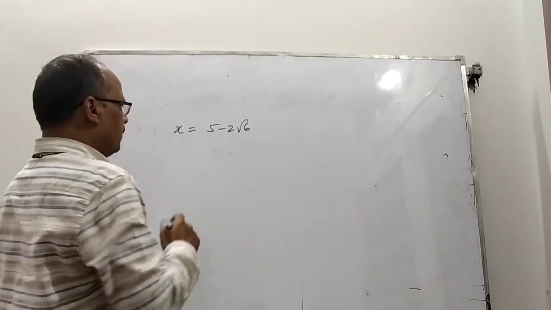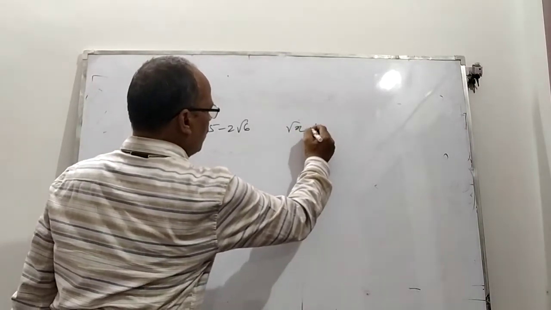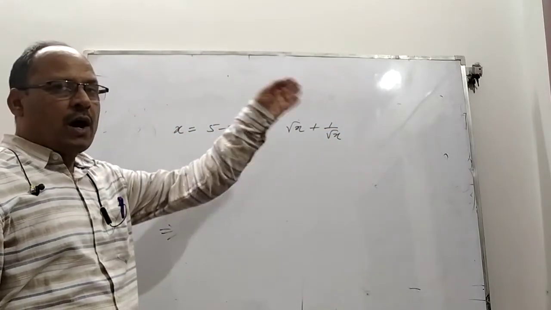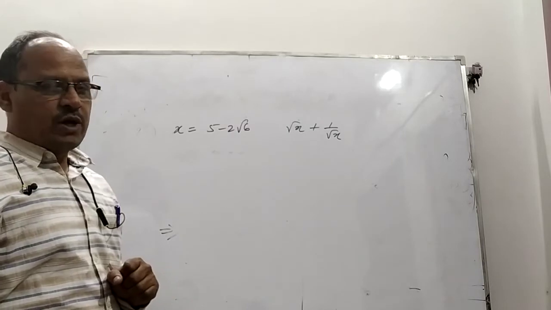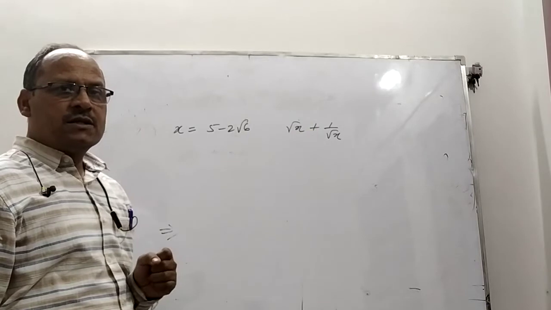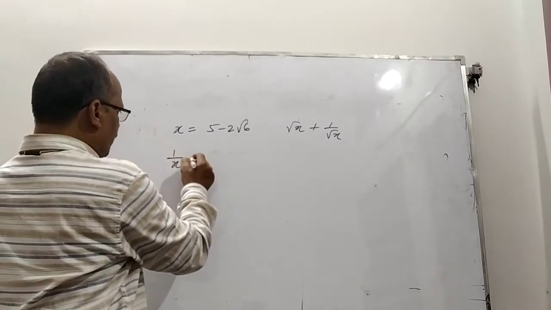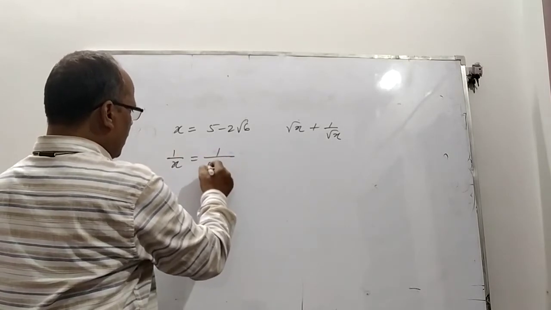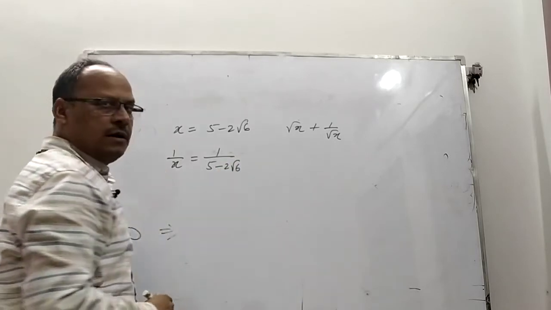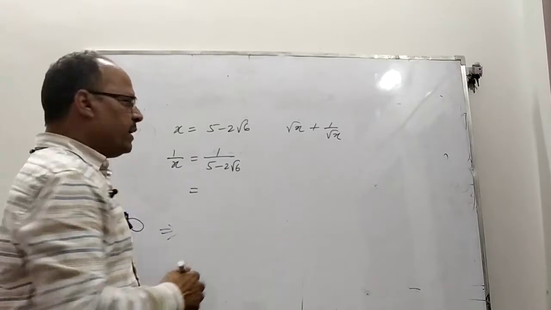It is a very good question. So how will we find the value of root x plus 1 upon root x? Better you take a square on both sides. So what will come? This square will be x, this square will be 1 upon x, and then plus 2. So for 1 upon x, first you find 1 upon 5 minus 2 root 6. Clear? You will take the conjugate of numerator and denominator.